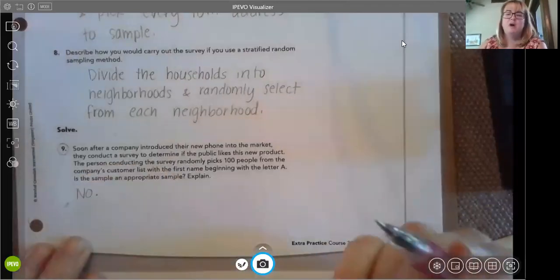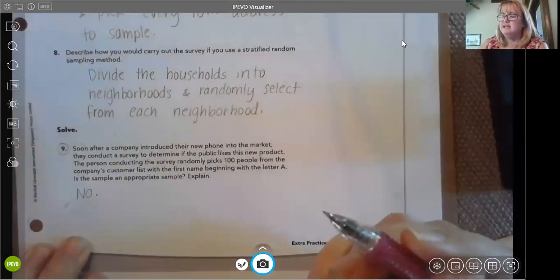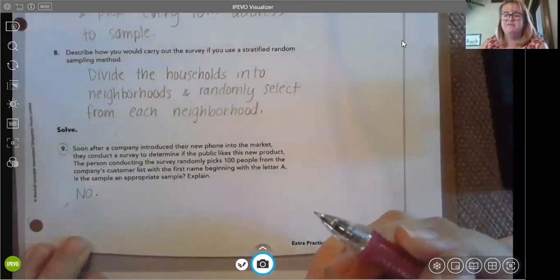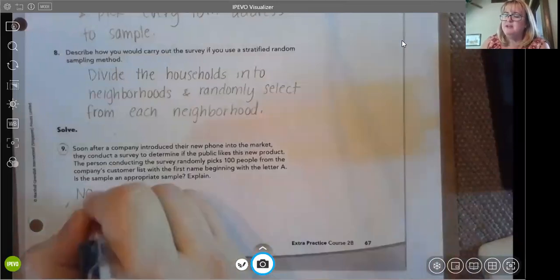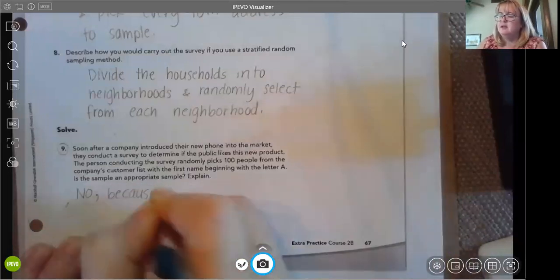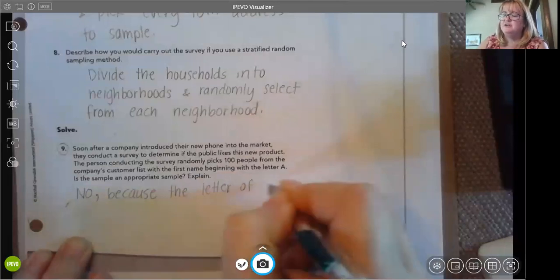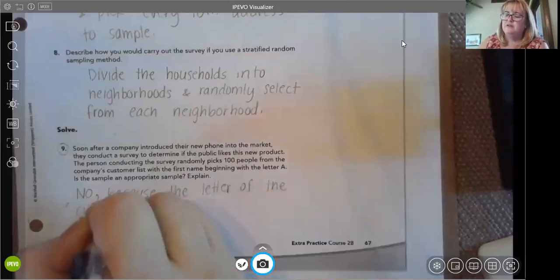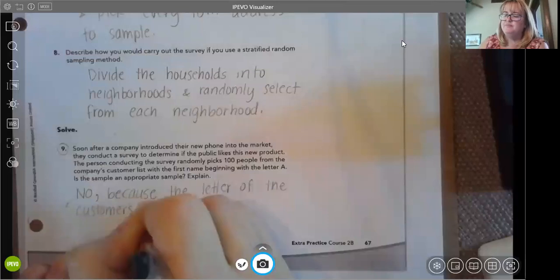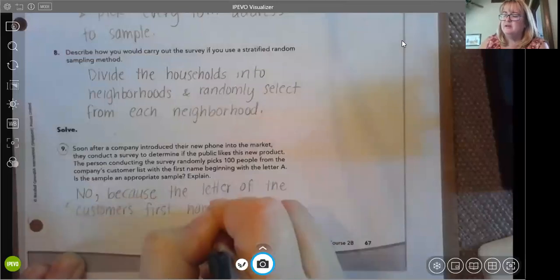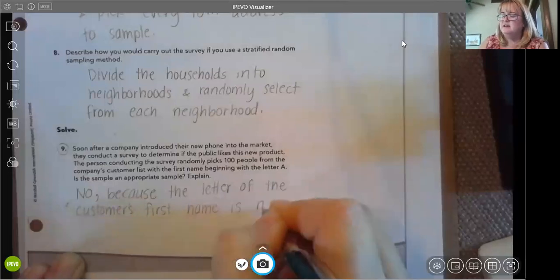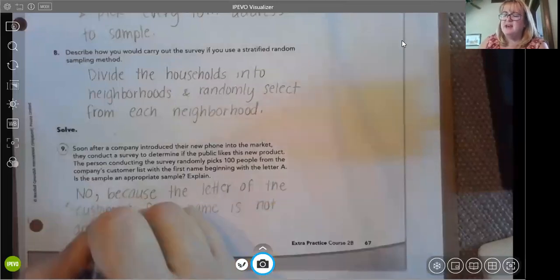And what is the reason why? The reason why is the letter of their first name is not a meaningful qualification. Okay, so no, because the letter of the customer's first name is not an important category.